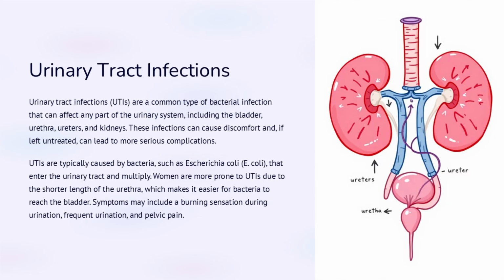Urinary tract infections, UTIs, are a common type of bacterial infection that can affect any part of the urinary system, including the bladder, urethra, ureters, and kidneys. These infections can cause discomfort and, if left untreated, can lead to more serious complications. UTIs are typically caused by bacteria such as E. coli that enter the urinary tract and multiply. Women are more prone to UTIs due to the shorter length of the urethra, which makes it easier for bacteria to reach the bladder. Symptoms may include a burning sensation during urination, frequent urination, and pelvic pain. It's important to address UTIs promptly to prevent further complications.